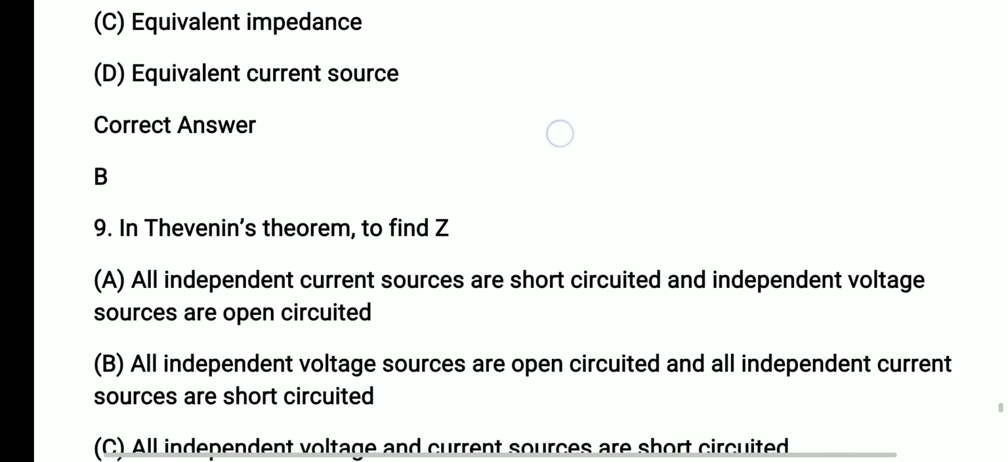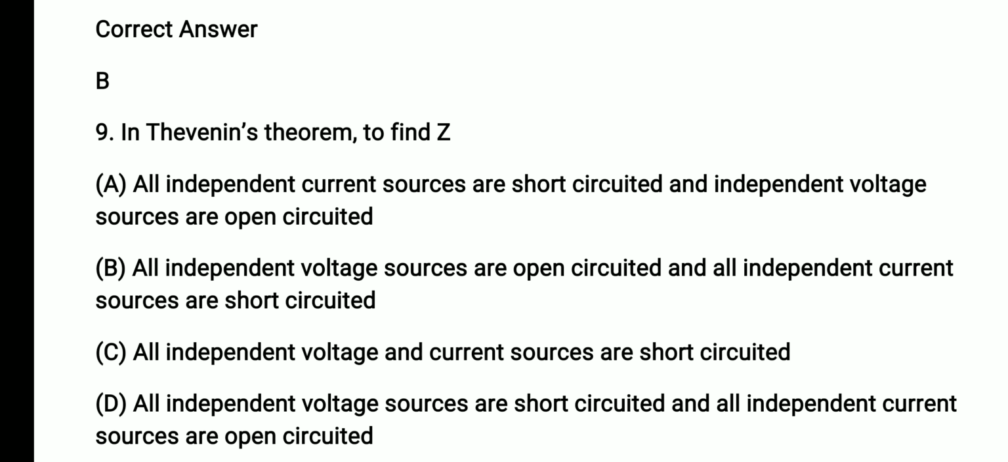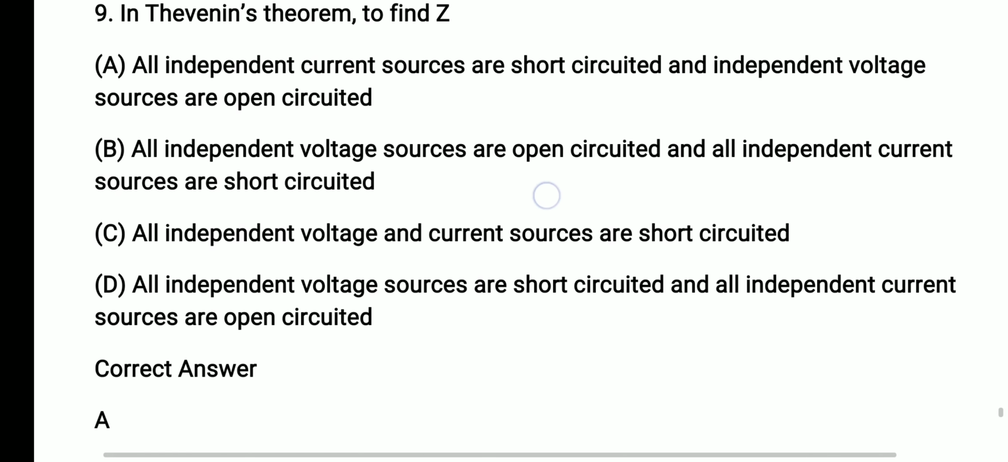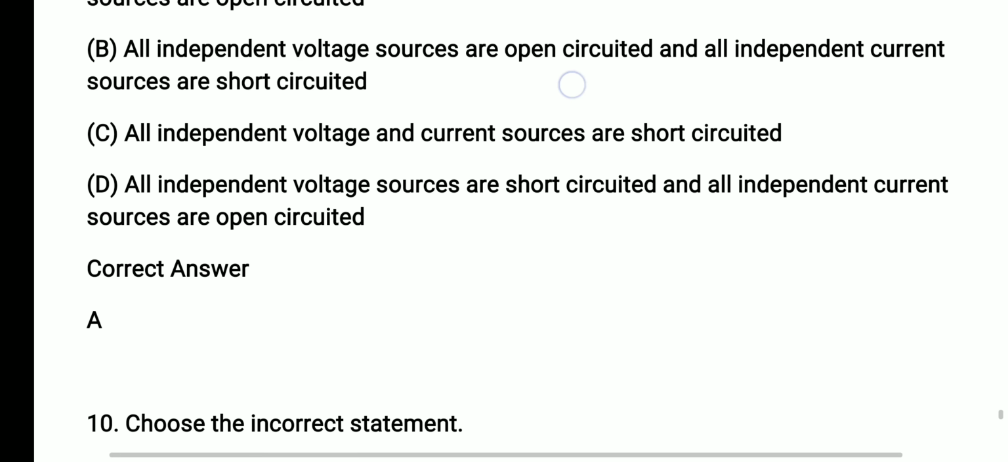Okay, the next question: in Thevenin's theorem, to find Z. If you have to find Z or R Thevenin, what we are going to do for current sources and voltage sources. First option: all independent current sources are open circuited and the independent voltage sources are short circuited. Option A is the right answer.